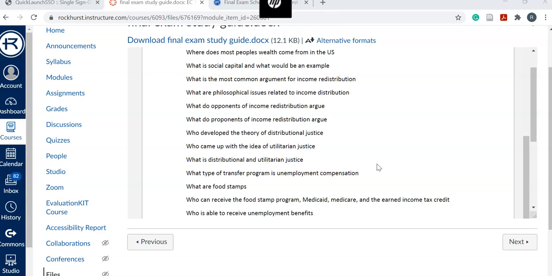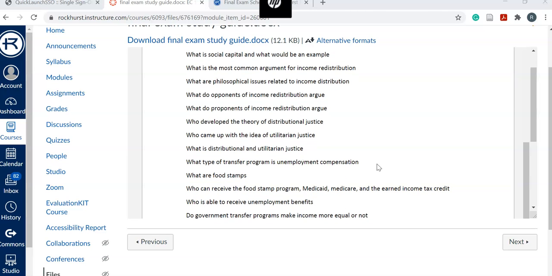What type of transfer program is unemployment compensation? Okay, so we also looked at kind of like a social safety net, and we also looked at that these are not discretionary, but they occur basically automatically when people need unemployment benefits from losing their job for economic reasons. Okay, we know that they're not called food stamps, but it is a type of transfer program. Now it's called SNAP, and this is food assistance for people to be able to afford basic food.